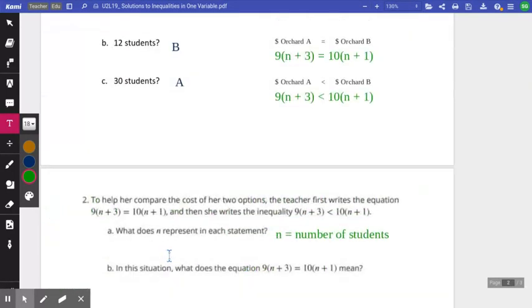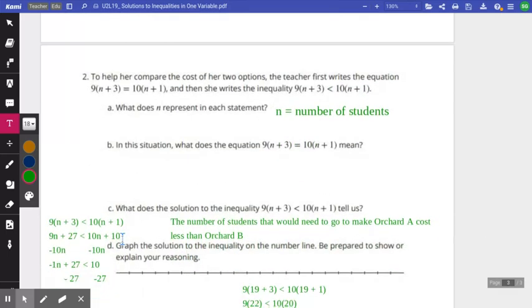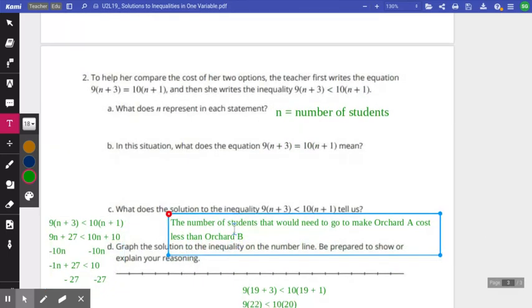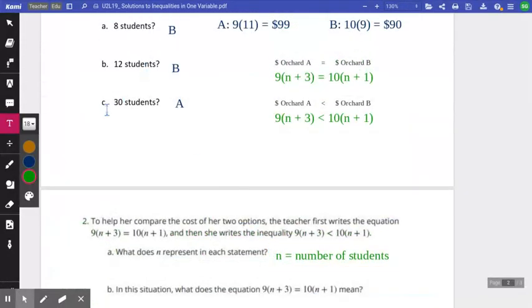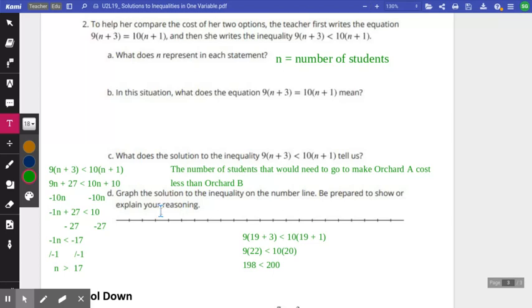Remember earlier we picked these 3 numbers to check, and notice when we did 30 students, Orchard A was cheaper than Orchard B, which is what we're trying to figure out in this problem here, is how many students would need to go to make A cost less than B. So we already saw earlier that those larger numbers, like 30, numbers that are greater than 17, also make Orchard A cheaper. That last part is asking us to graph that solution set.